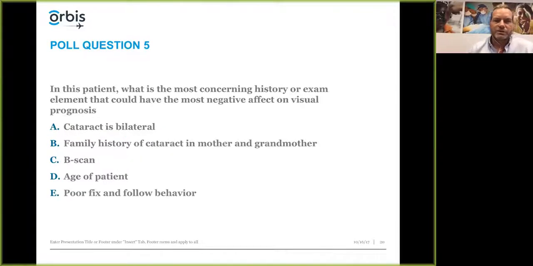All right. So then our next poll question, in this particular patient, what was the most concerning history or exam element that could have the most negative effect on visual prognosis? Is it the fact that these are bilateral? Is that a negative impact? Is it the family history of cataract in the mother and grandmother? Is it the B-scan or the age of the patient or the fact that they're already poor fixation and following and probably have nystagmus as well? What do you think is most troublesome here in this particular case? All right, and we'll go to our results.